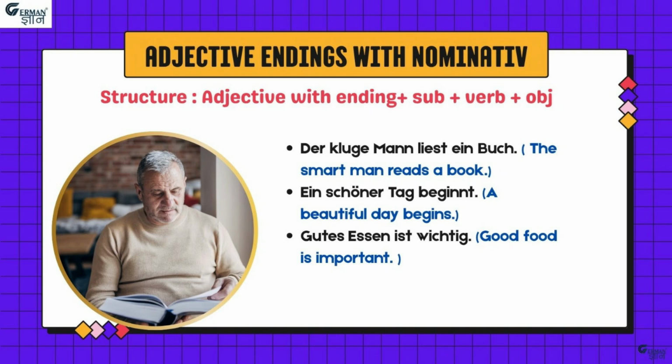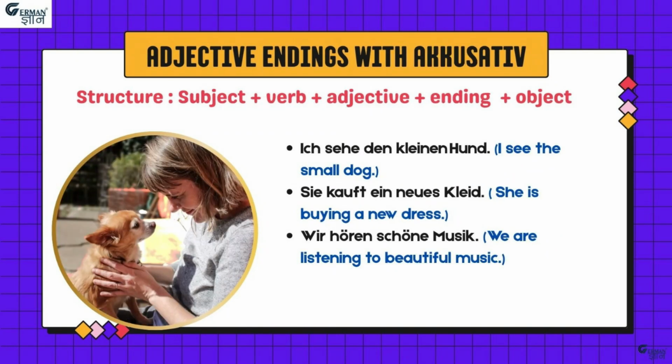So this is the example of the definite article. Then ein schöner Tag beginnt, means a beautiful day begins. So this is the example of the indefinite article. And gutes Essen ist wichtig, means good food is important. And this is the example of the null article. So in the first sentence, the adjective ending is e with kluge. In the second sentence, the adjective ending is er with schön. And in the third sentence, the adjective ending is es with gut.